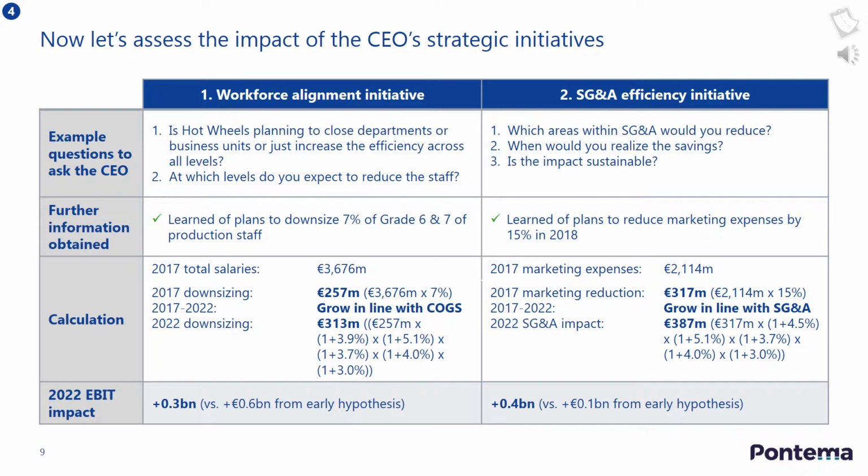Now, let's assess the impact of the CEO's strategic initiatives. At this stage, it would be beneficial to secure some time with the CEO, or one of his direct reports, to clarify the details of each initiative. Prepare a list of questions you can ask at the meeting, obtain further information, and then assess the subsequent impact on EBIT. Finally, compare the result with the numbers you calculated when you were preparing your early hypotheses.